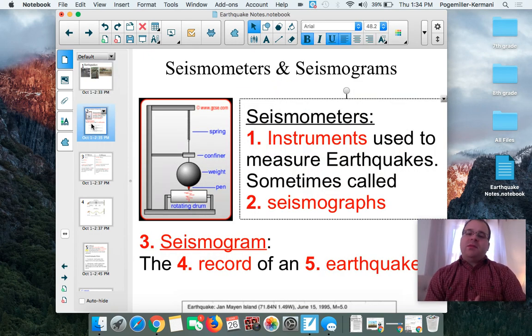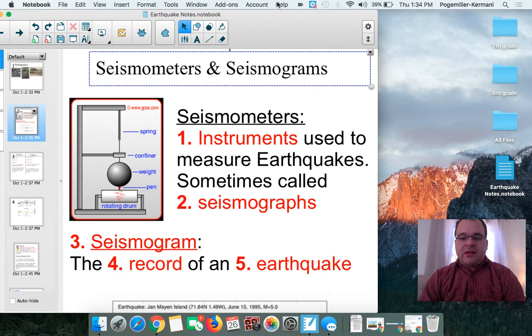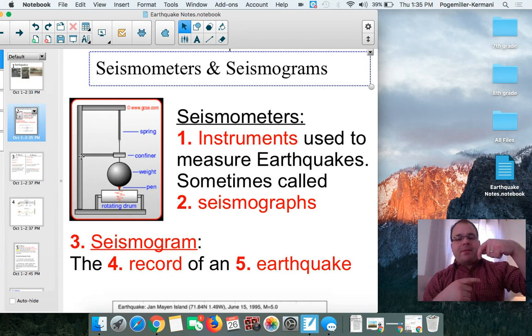So, how do we measure these earthquakes? Well, we have instruments called seismometers. Anytime you see the word seismic or any word that starts with SEISM, that refers to things that have to do with earthquakes. So, seismometers are instruments used to measure earthquakes, and they're sometimes called seismographs. If you look at this picture on the left, you have this rotating drum, which has kind of like a piece of paper on it, and you have a pen above it.